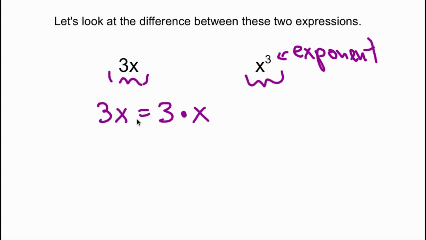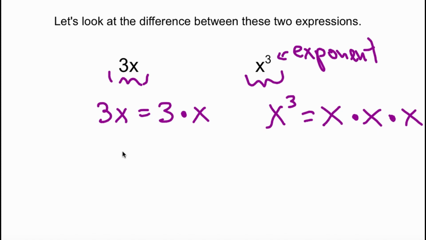Now, unlike coefficient that multiplies with a variable, what an exponent does is it tells you how many times to multiply the variable itself. Here's what I mean. If I were to write the expanded form of x to the third power, I would write that as x times x times x, 3 times. So the unknown value is multiplying itself 3 different times. Whereas here, the unknown value is getting multiplied by 3.